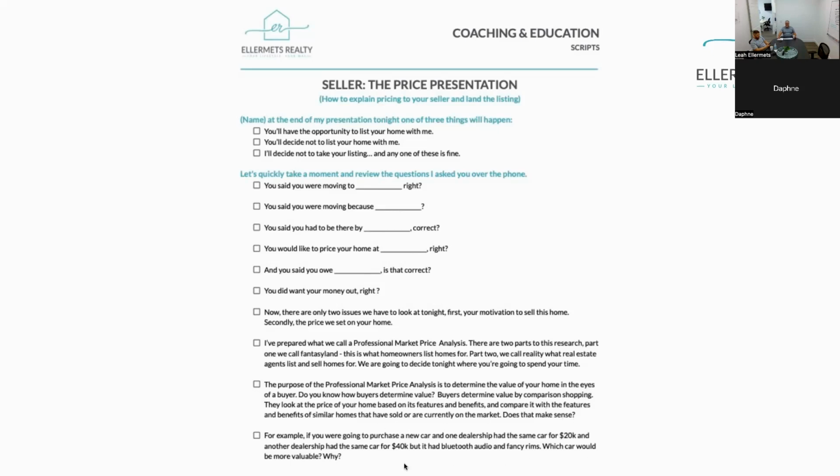These are questions you're asking them. For example, if one dealership has the car for $20,000, another dealership has the same car for $40,000, but it had Bluetooth, audio, fancy rims. Which car would be more value and why? That's what we're working with as we're doing a pricing presentation.